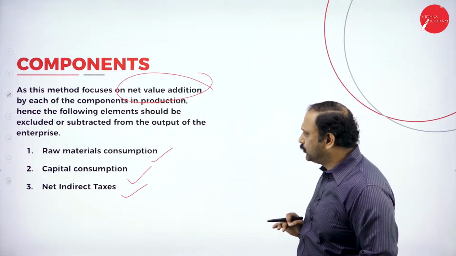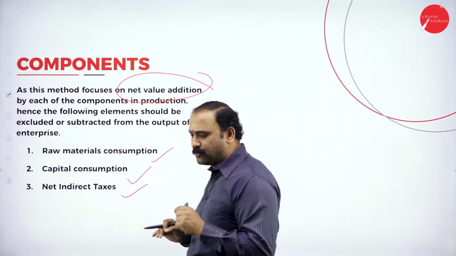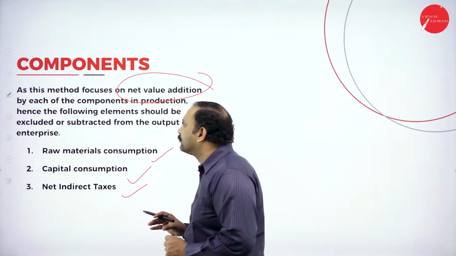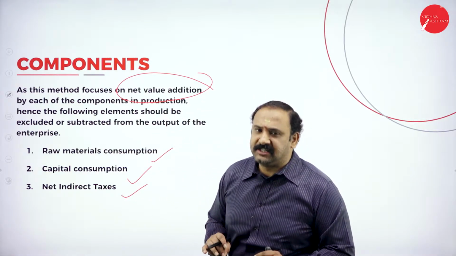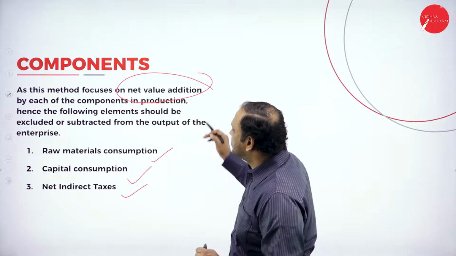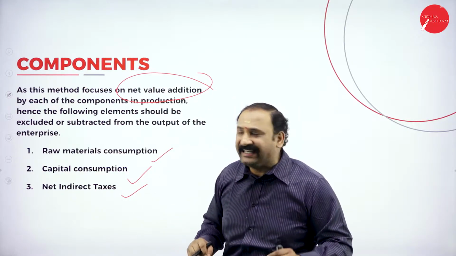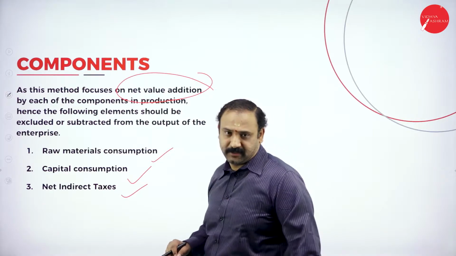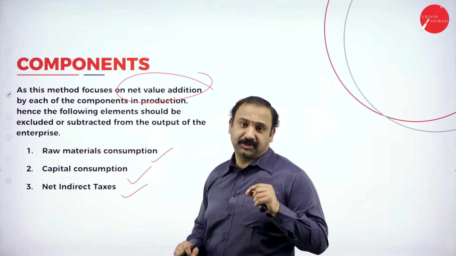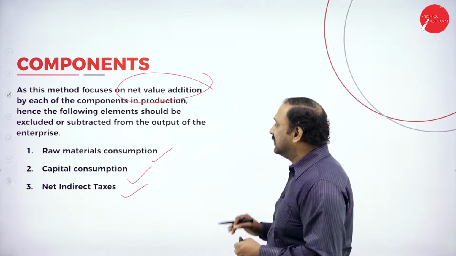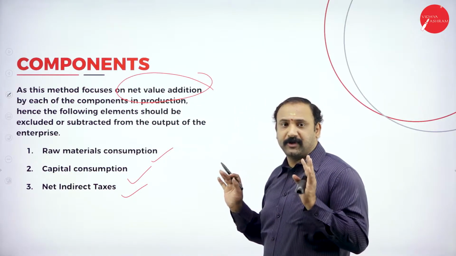So what we are going to do here is first try to understand what it is that we are seriously looking into. The one thing we are looking at here is the net value addition by each and every component. So there's a net value production. That's how we are going to look into it. So what is it all about? The raw material consumption. We are not going to look into it.